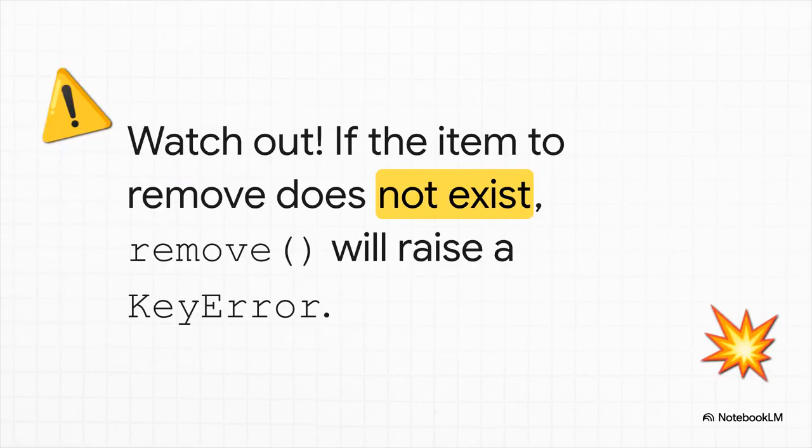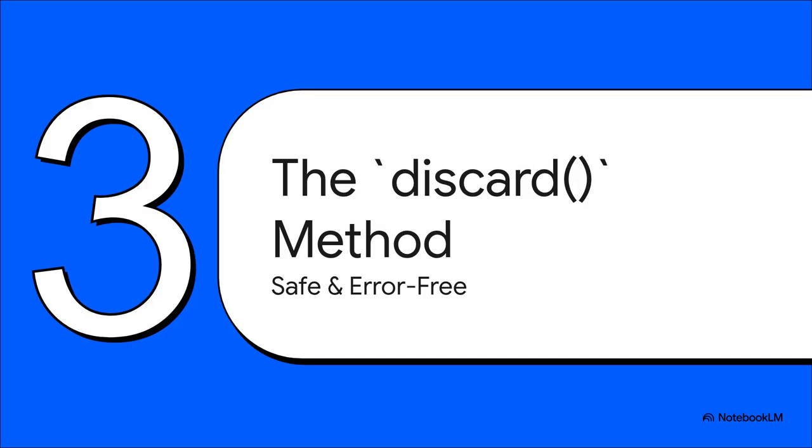But here is that catch I mentioned. Remove is strict. It's demanding. If you try to remove an item that isn't actually in the set, like, say, you try to remove grape, your program will stop, dead in its tracks. It throws a KeyError, and that can crash your whole script if you're not careful. So that raises a question, right? What if you want to remove something, but you're not totally sure if it's even there to begin with? Well, luckily, there's a much safer option for that.